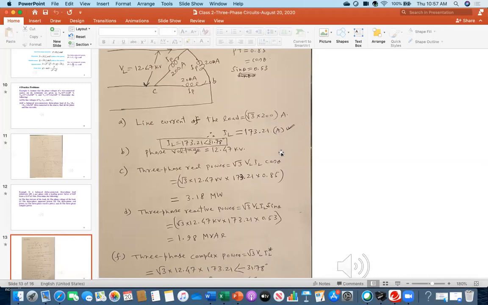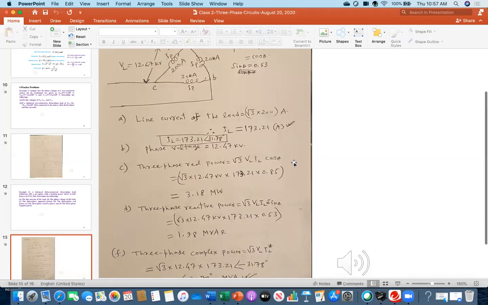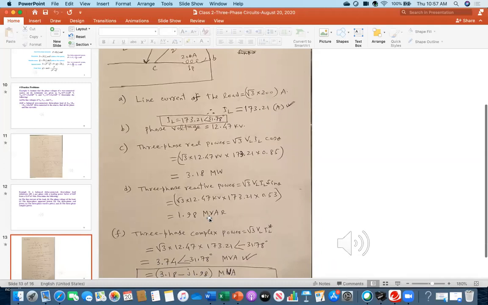That's okay. What are the units for the answer to part D? Megavar, reactive volt ampere. This is reactive power. So the unit is var, but I'm converting into mega. Is this fine? Yes, sir. So part C is megawatt: the basic unit is watt, and then I converted into mega. The basic unit for reactive power is var, accordingly megavar.